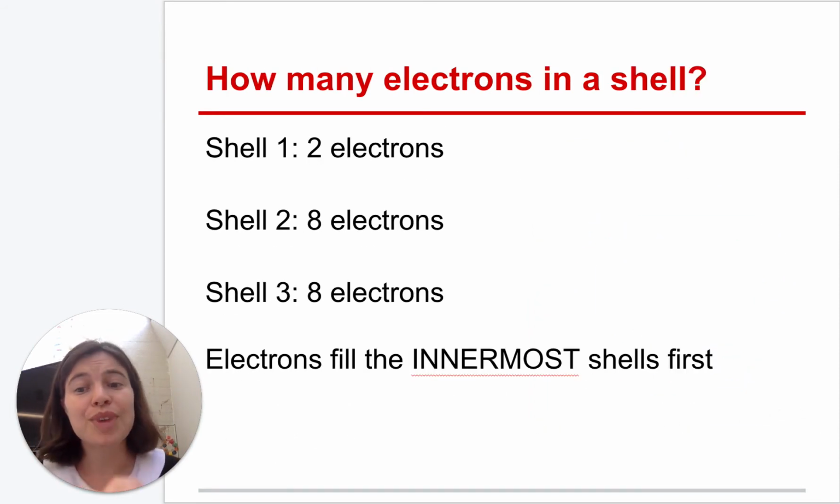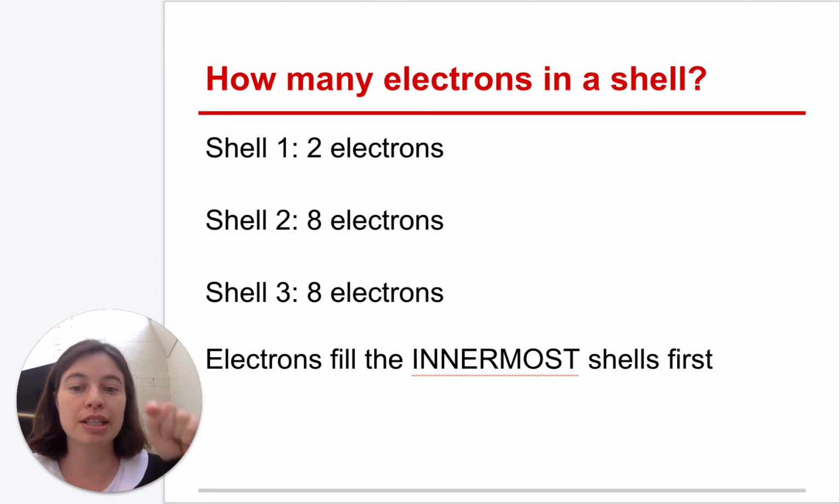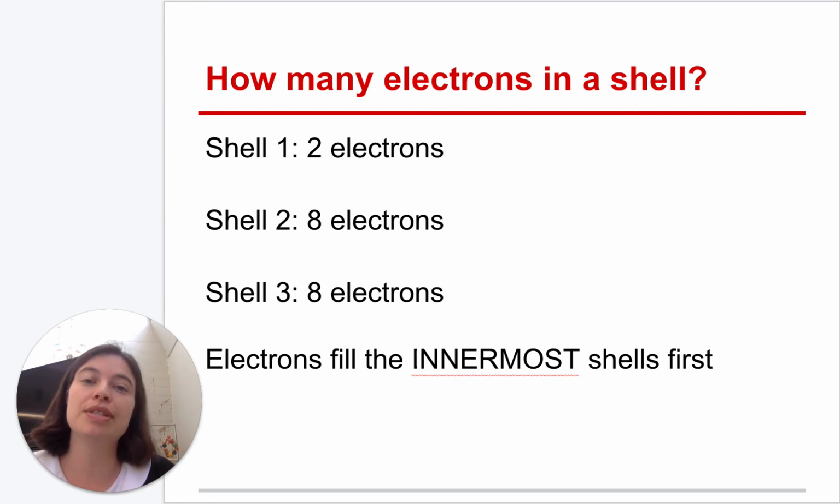So I said each of those shells can hold a certain number of electrons. That first shell, the innermost one, is very small. It can only hold 2 electrons. The second shell is a little bit bigger. It can hold up to 8 electrons. Now, if you fill both that first shell and the second shell, then we would start putting electrons in the third shell, which can also hold 8 electrons. But remember, you always have to start by filling the innermost shells first. Only once those innermost shells are full can you move out from there.